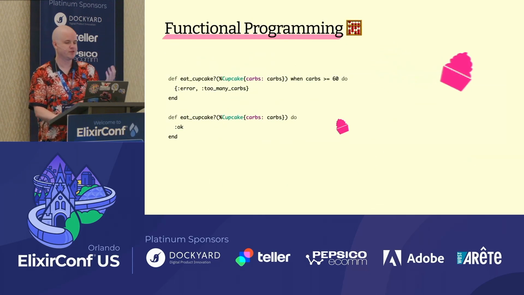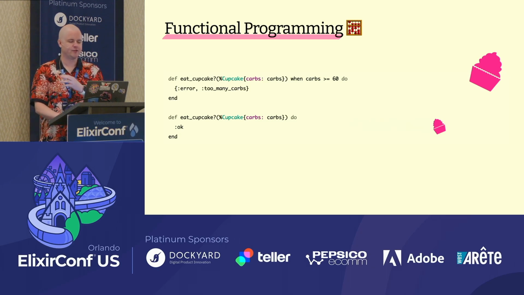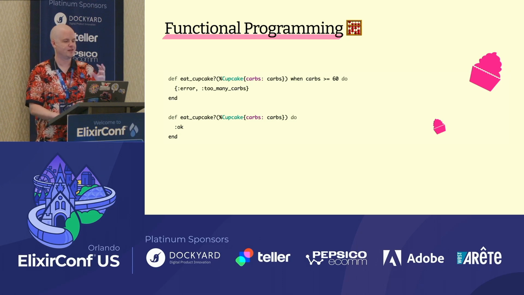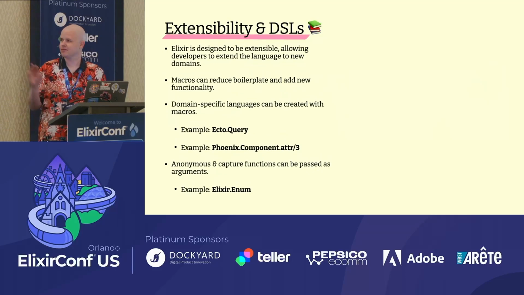And in code terms, this is what it looks like. So here I've got a made-up function called eat cupcake. This is just going to be an OK or error response. So if we get a cupcake and its carbs are over 60, then maybe we shouldn't be eating that cupcake. We're going to return an error. That's too many carbs. Otherwise, we're going to return OK. So that's just a very brief illustration of pattern matching.